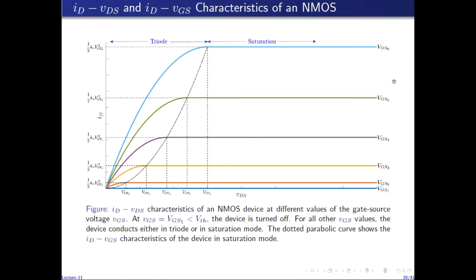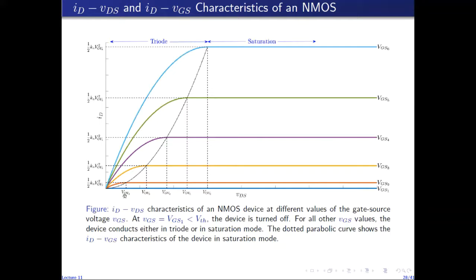For all the other VGS values, VGS2, VGS3, they are all assumed to be greater than V threshold, and hence at all other VGS values, the device conducts either in the triode mode or in the saturation mode, depending upon the value of VDS. For example, at capital VGS2, when the voltage VDS exceeds VGS2 minus V threshold, then the device operates in saturation mode. That point on the curve is represented by this VOV2.